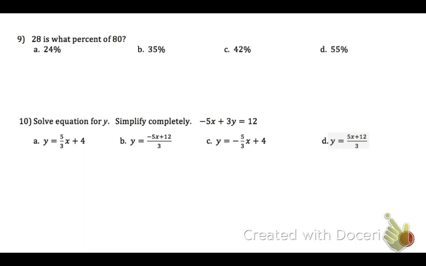28 is what percent of 80? So let's start by seeing if we can cross off any of our answers. Half of 80 is 40. So that's 50%. So our answer is definitely going to be less than 50%.